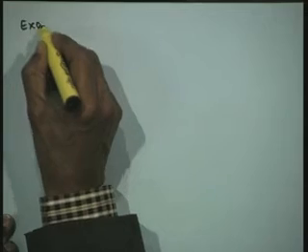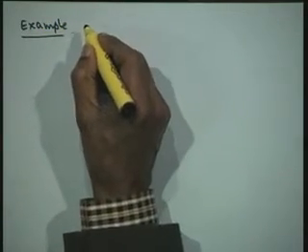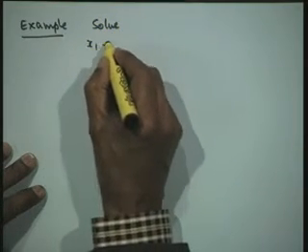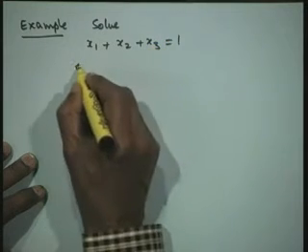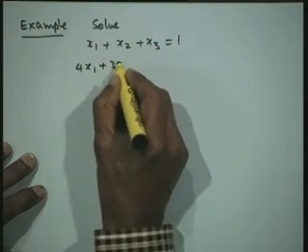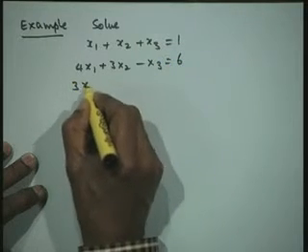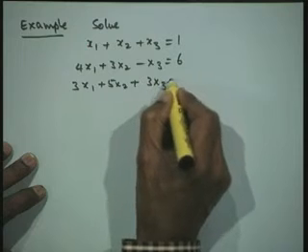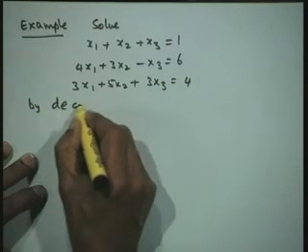Now, let me take another example in which we can give the solution of the problem itself. So, let us take this example. Solve x1 plus x2 plus x3 is 1, 4x1 plus 3x2 minus x3 is 6, 3x1 plus 5x2 plus 3x3 is equal to 4 by the decomposition method.